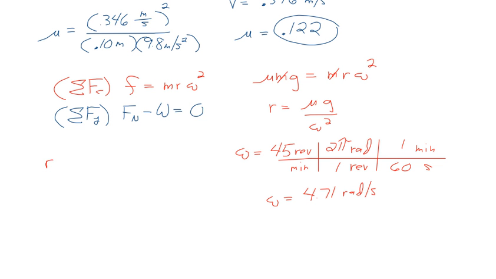So now that I have that, I've got all the numbers to plug into that equation. So I'm going to get R is going to equal mu g divided by omega squared. So for mu, we're going to put in 0.122. For g, we're going to put in 9.8 meters per second squared. And for omega, we're going to put in 4.71 radians per second.